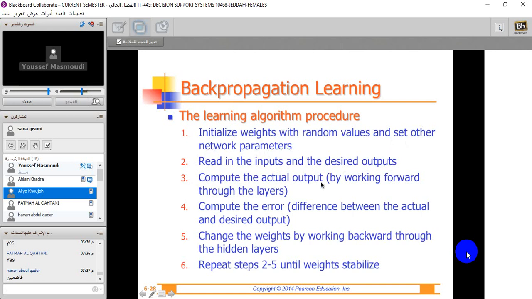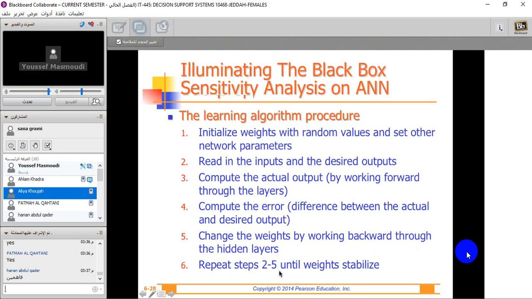Then compute the actual output by working forwards through the layers. And then compute the error difference between the actual and desired output. Then change the weights by working backwards through the hidden layers. And repeat steps 2 to 5 until the weights stabilize.